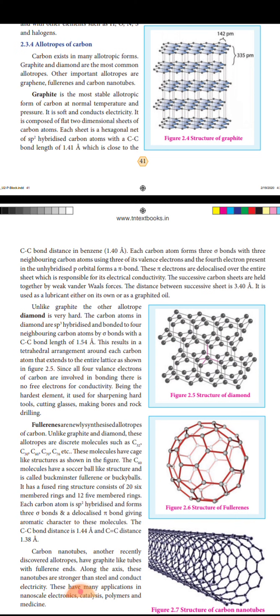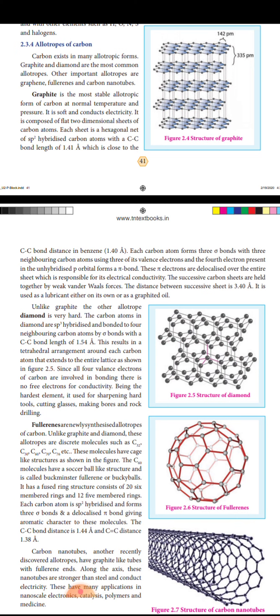Now we are going to study about the allotropes of carbon. Carbon exists in many allotropic forms. Graphite and diamond are the most common allotropes. Other important allotropes are graphene, fullerenes, and carbon nanotubes. First one, graphite. Graphite is the most stable allotropic form of carbon at normal temperature and pressure.